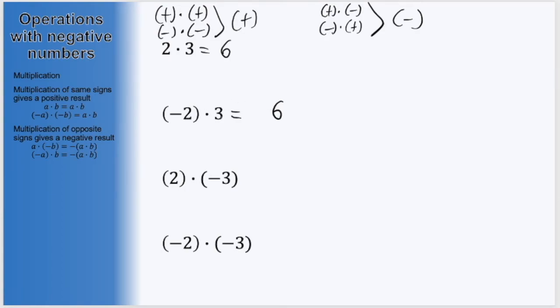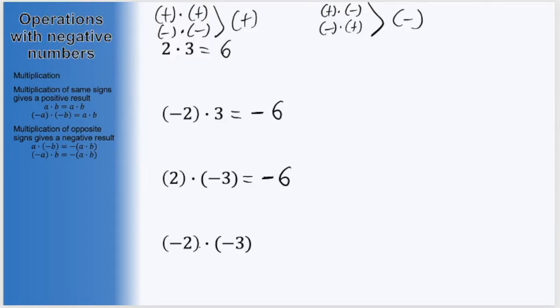We have a negative times a positive, so opposite signs, and for cases like that, our end result should end up being negative. So negative 2 times positive 3 gives us negative 6. For 2 times negative 3, we have a similar scenario where we can just do 2 times 3 is 6. But for the signs, we have a positive times a negative, so opposite signs, and in this case, we have a negative result. So our answer should be negative 6 again.